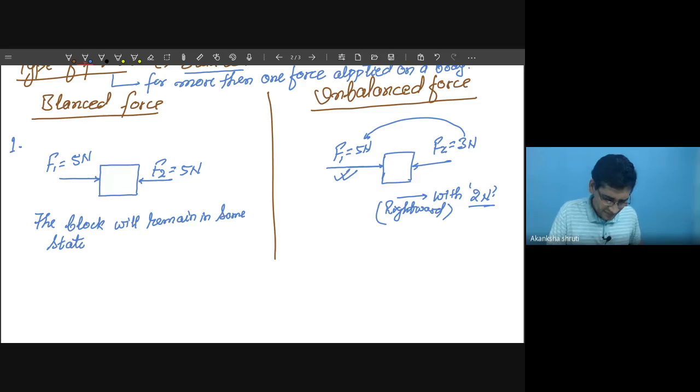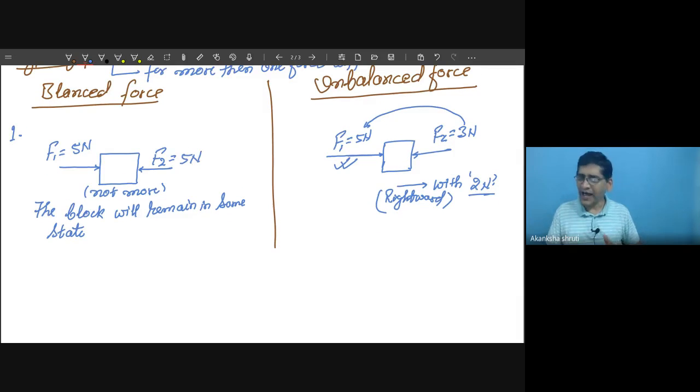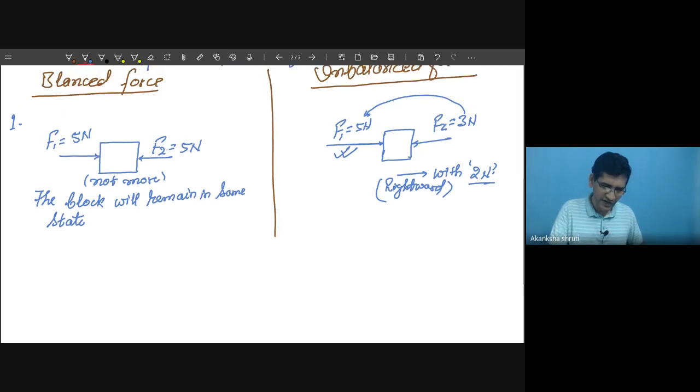But here, the body will not move. Means what we are observing, if equal forces are applied in opposite direction, then the body is not moving, means the net effect of these forces is becoming zero. So such a situation in which the resultant or net effect of all the applied forces becomes zero, then such forces are called balanced forces. So write the definition now.